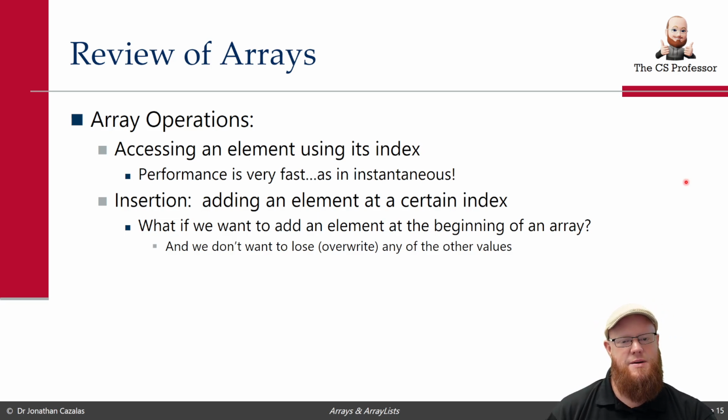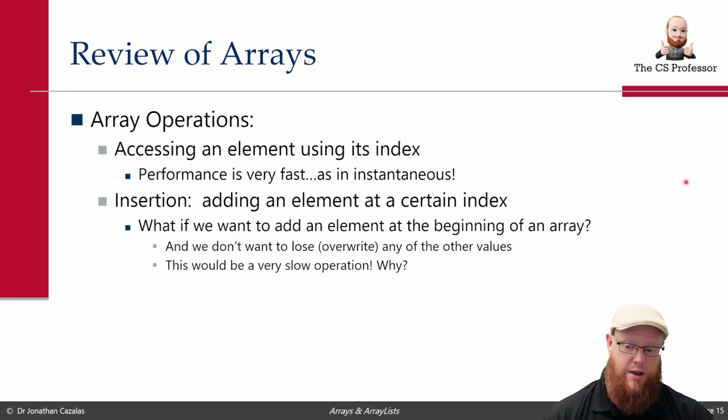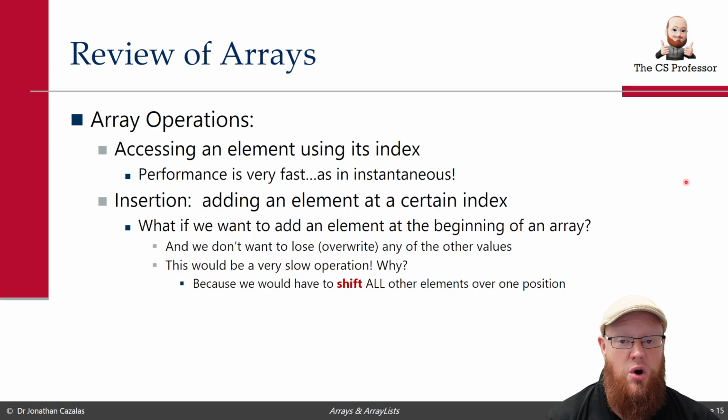But now let's begin to think about some running times, which, as we said, is a particular goal of this course. What if we want to add an element at the beginning of the array, and we don't want to lose or overwrite other values within that array? This would be a very slow operation. Imagine an array with 1,000 elements in it. Maybe the array is bigger than 1,000, but we currently have 1,000 elements. And we want to insert the next element at index 0, but we don't want to overwrite any of the other elements, and we want to keep them in order. What's the consequence? We need to actually shift over all elements one position.